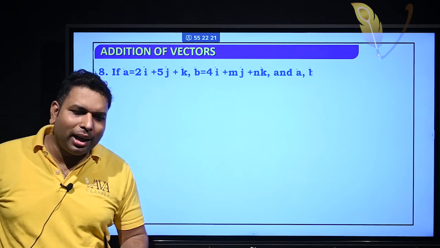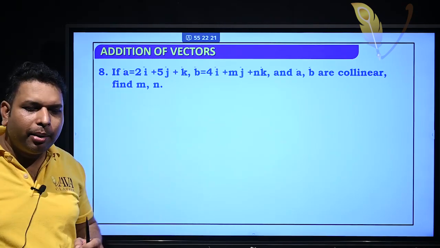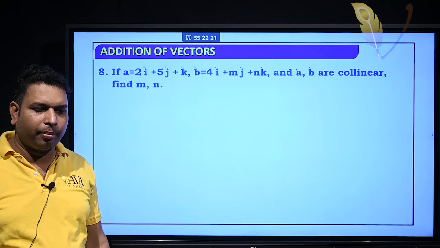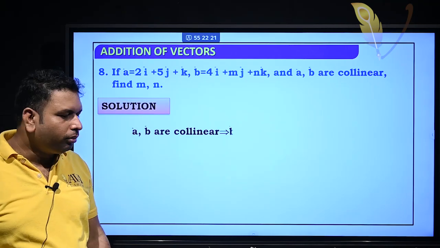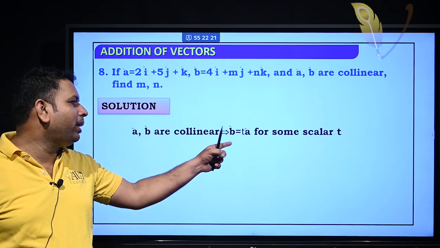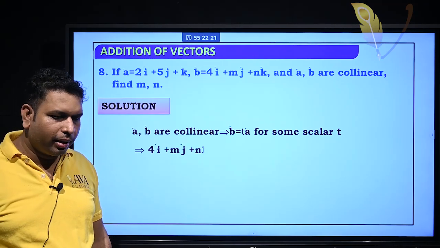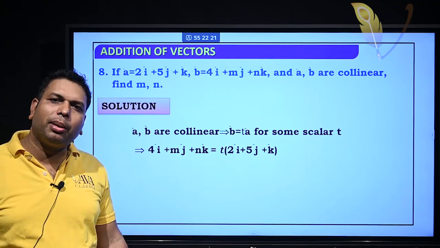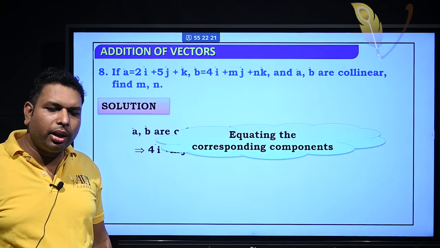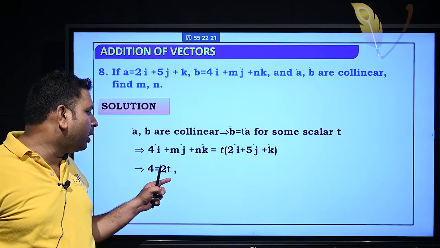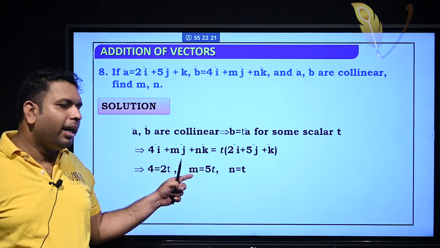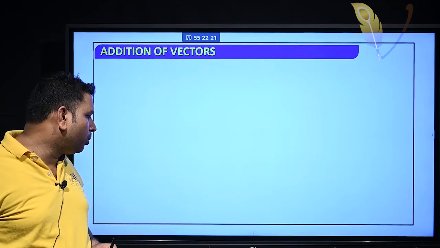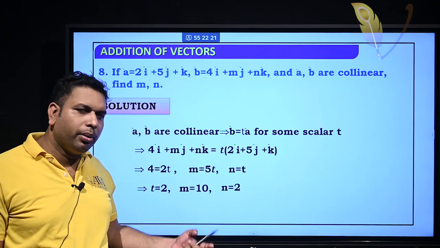Now question number 8. If a equals 2i plus 5j plus k, b equals 4i plus mj plus nk, and a, b are collinear, find m, n. Solution: a, b are collinear, that implies b equals t times a for some scalar t. That implies 4i plus mj plus nk equals t times 2i plus 5j plus k. Equating the corresponding components, 4 equals 2t, m equals 5t, n equals t. So t equals 2, m equals 10, n equals 2. So these are the values.